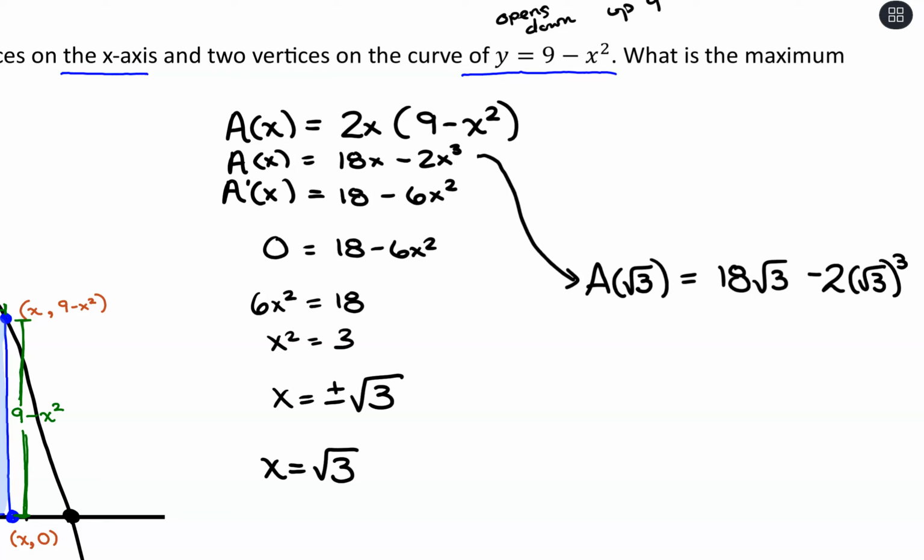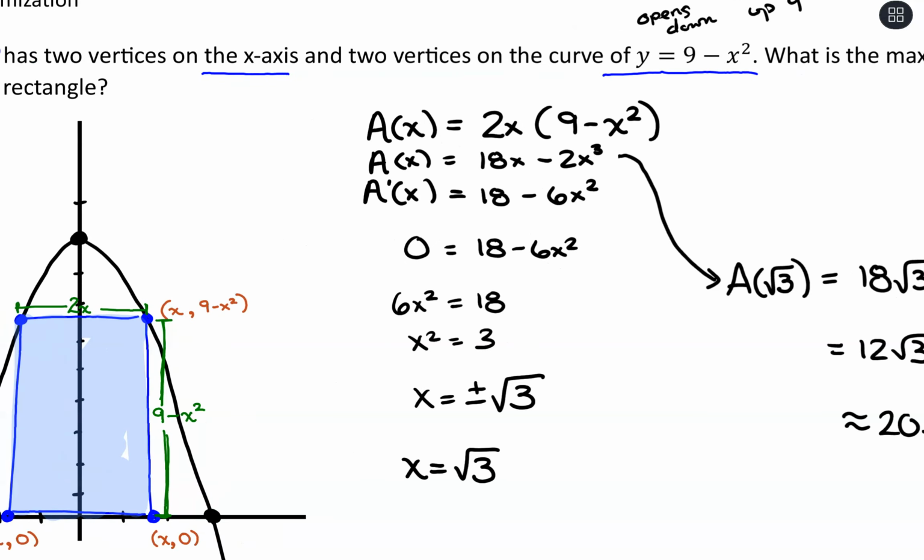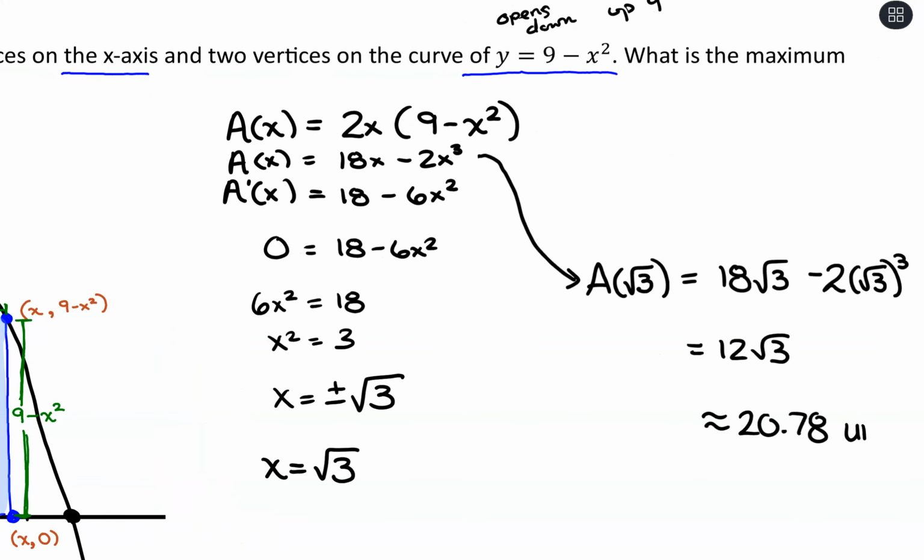And we could throw that in a calculator or simplify it, and we should get out a 12 root 3, which is about 20.78. And we don't have any units here, so it would just be square units.